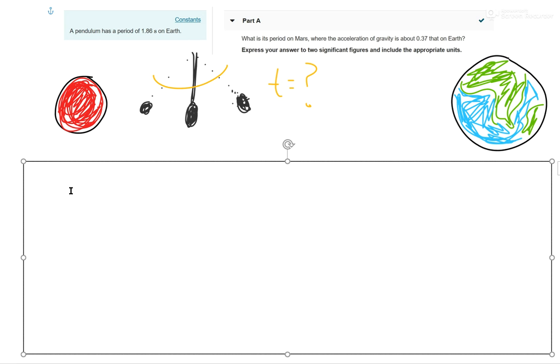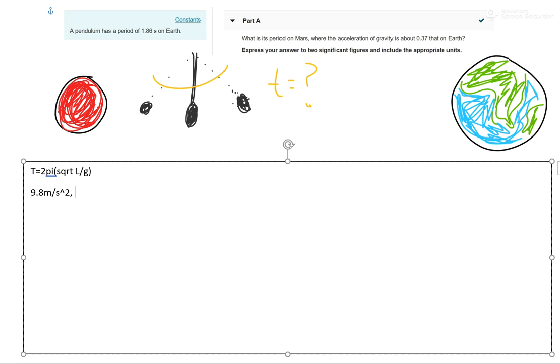So we know the pendulum period equation, time equals 2 pi times the square root of length over gravity. And length is referring to the length of the pendulum. So since we know the period on Earth and we know gravity on Earth, it'd be easiest to find the length while we're on Earth. So gravity on Earth is 9.8 meters per second squared.